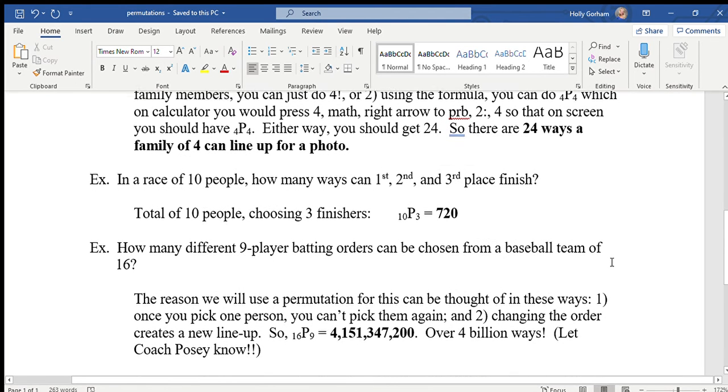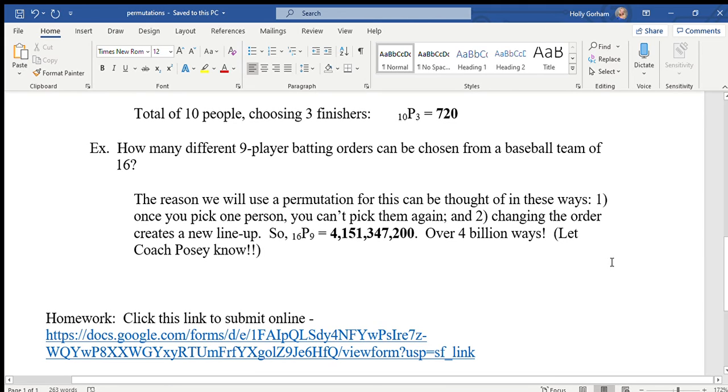This next example says, how many different 9-player batting orders can be chosen from a baseball team of 16? So let's think about this. When you're on the baseball team, you've got 9 players that have to bat. Well, when you change the batting order, that changes the game. That's a different batting order. Also, think about it in terms of once you pick one person, you can't pick them again. So this is why we're going to use a permutation. You've got 16 people, and you're choosing 9.